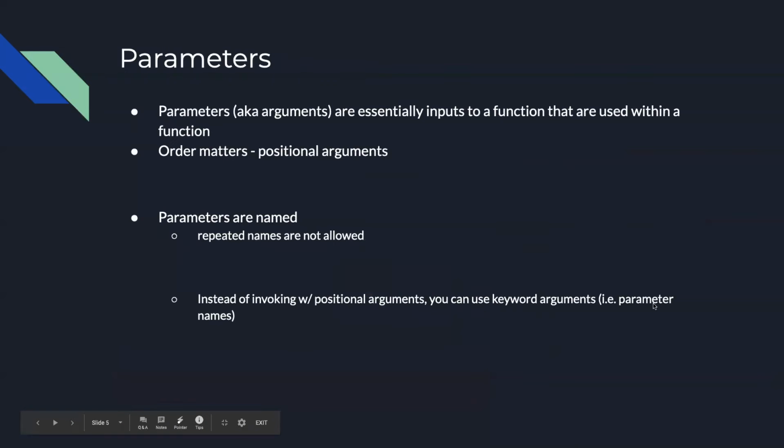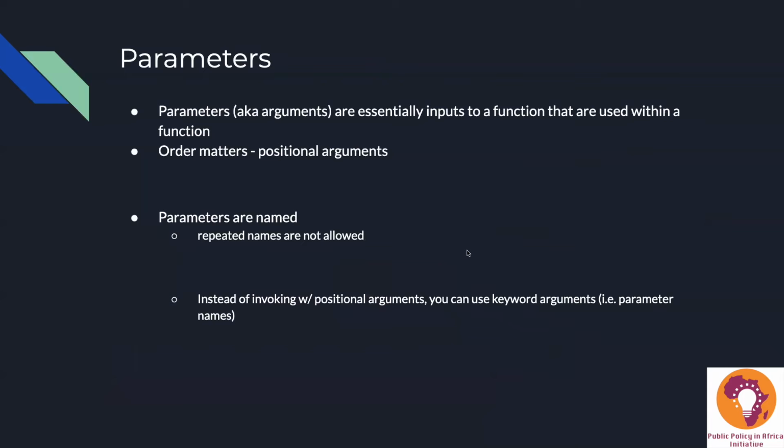All right. So parameters. Again, we can also call them arguments. They're essentially inputs to a function that are used within a function. So order matters. There's a concept of positional arguments, and then there's also keyword arguments. We're going to start with positional arguments here.